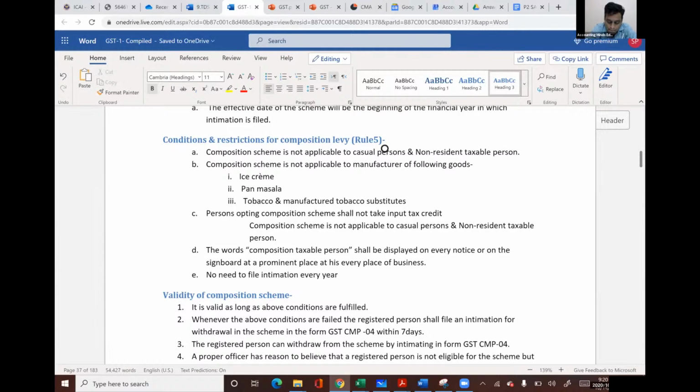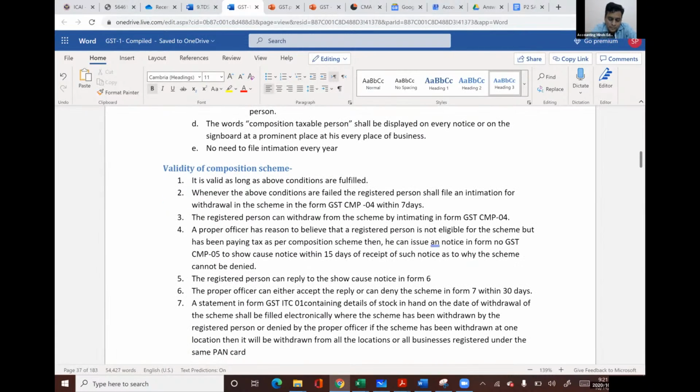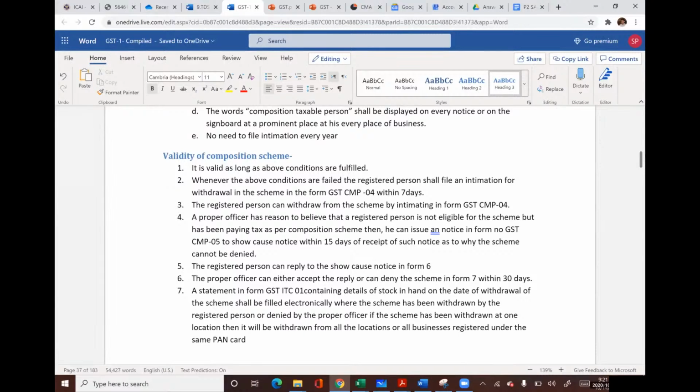Agree? Yes, sir. No need to file intimation every year. Once you are a composition dealer, you are a composition dealer. Getting it? Yes, sir. Next. Validity of the composition scheme. It is valid as long as the above conditions are fulfilled. Very nice. Whenever the above conditions fail, the registered person shall file an intimation for withdrawal from the scheme in Form GST CMP-04 within 7 days.